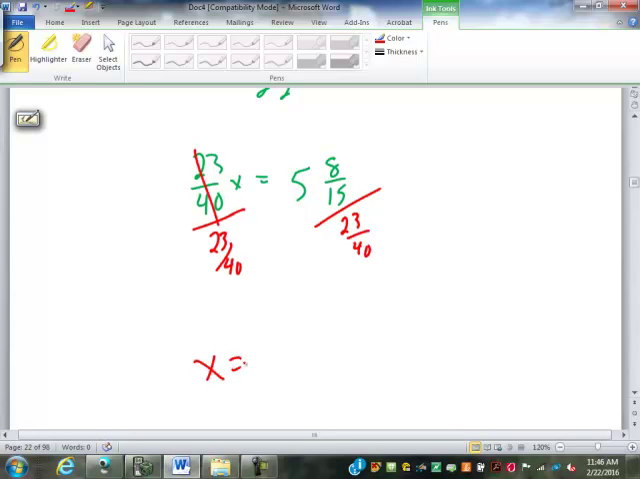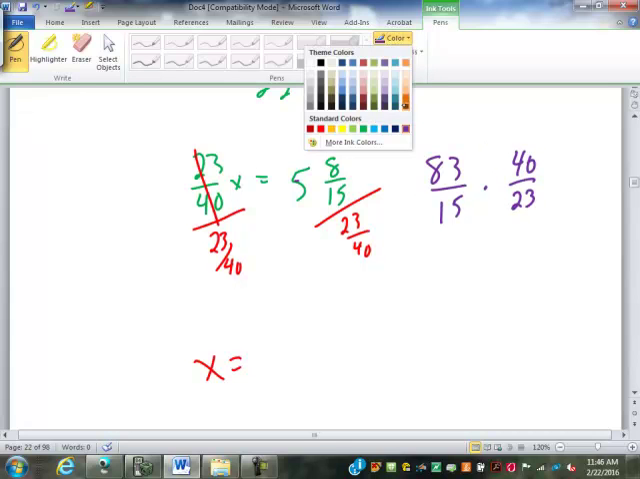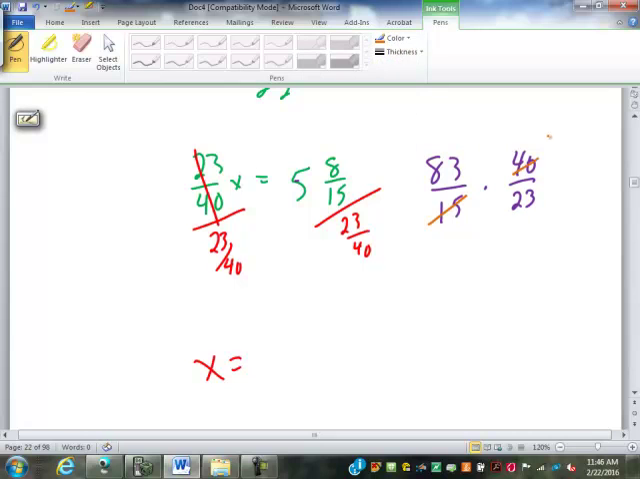So we have x equals, now this is going to be a little bit of a long one. We got the 5 times 15 is 75, that's 83/15. Dividing by 23/40 is going to be times 40 over 23. So I can cross cancel the 15 and 40. Divide by 5 to give me 3, and 8.